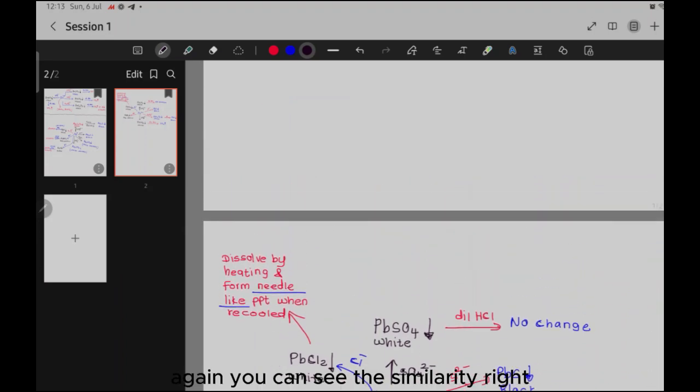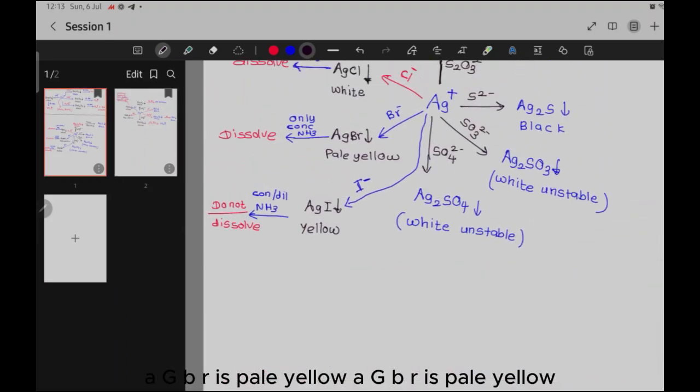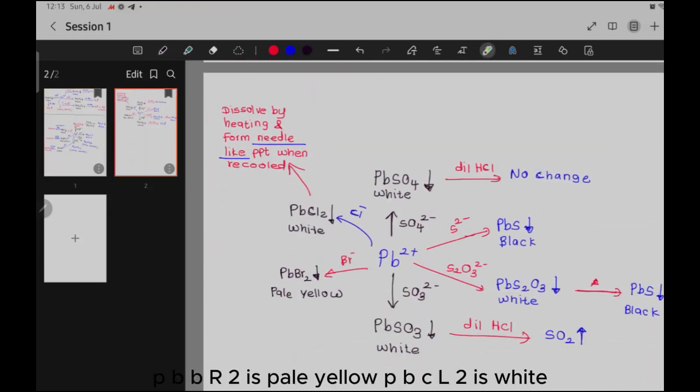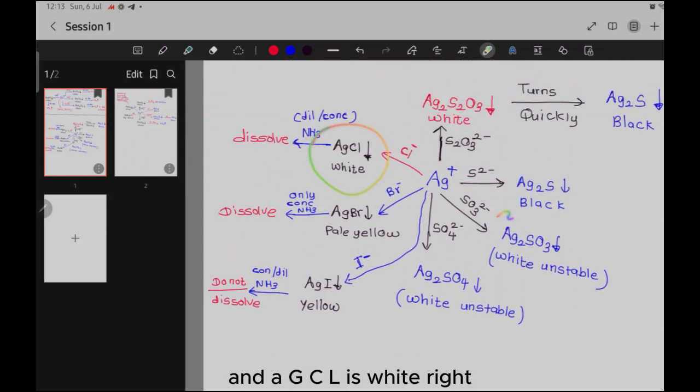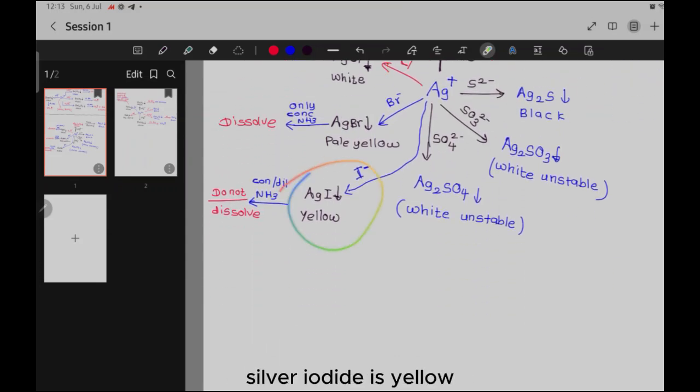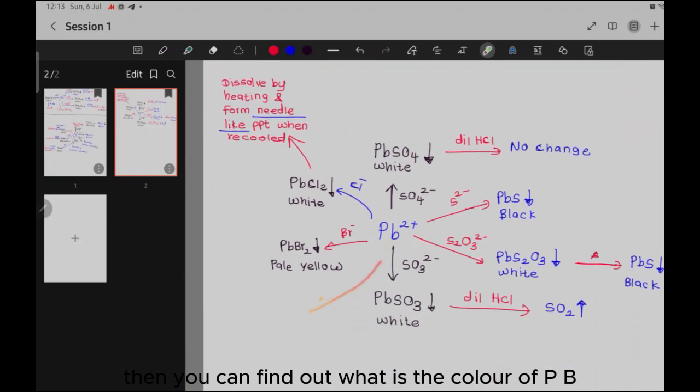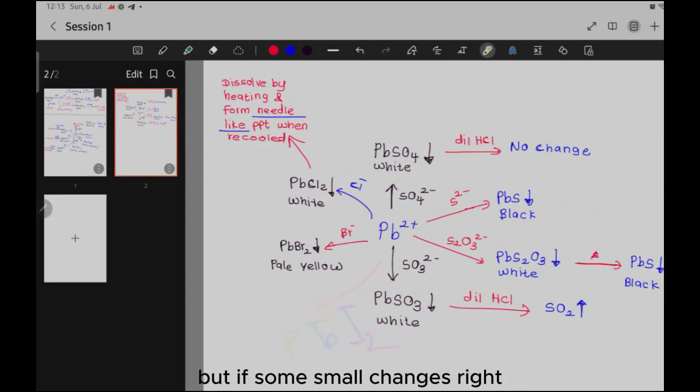Again, you can see the similarity. AgBr is pale yellow. PbBr2 is pale yellow. PbCl2 is white, and AgCl is white. Silver iodide is yellow, then you can find out what is the color of PbI2 also. It's also yellow. The same link, but some small changes, so it's easy to remember. So PbBr2 is pale yellow in color.